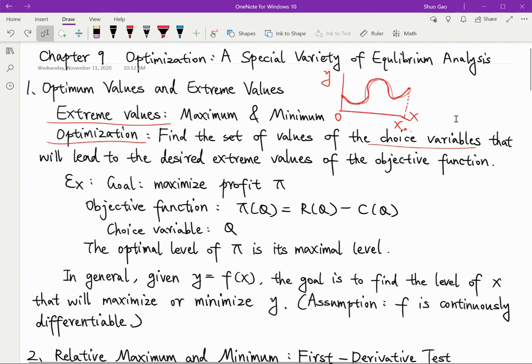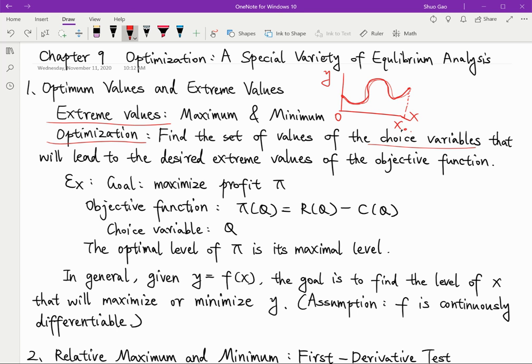This means that sometimes for a function we want to find the maximum value, or sometimes we want to find the minimum value, right? If the maximum value is what we want to find, then the maximum value is called the optimum value. But if the minimum value is what we'd like to find, then the optimum value is the minimum of the function.